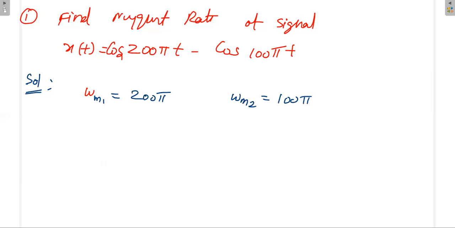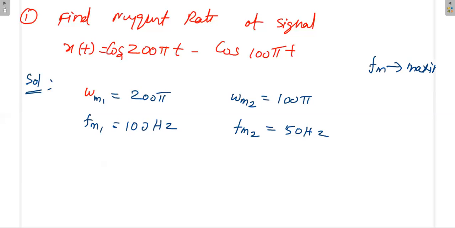From this, what is fm1? Fm1 is simply 100 hertz. Fm2 is simply 50 hertz. In these two components, the first component has the higher frequency. We always have to take the highest frequency because we use the term FM, that means the maximum frequency present in the signal. Out of these, the first component is the highest frequency.